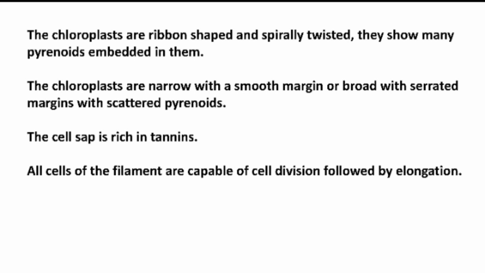The chloroplasts are ribbon-shaped and spirally twisted. They show many pyrenoids embedded in them. The chloroplasts are narrow with a smooth margin, or broad with serrated margins with scattered pyrenoids. The cell sap is rich in tannins. All cells of the filament are capable of cell division followed by elongation.